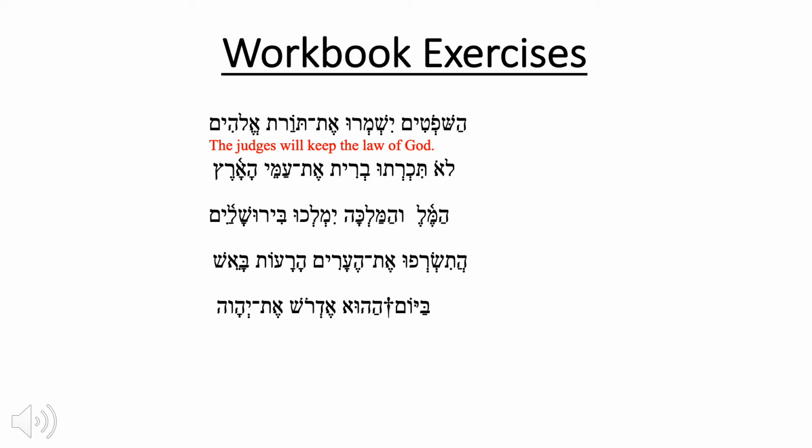Yishmaru. They will keep. We have the yod on the beginning of the word, and then we have a shurik at the end of the word. They will keep from shamar. And then the direct object marker, et Torah, and then Elohim, whose law it is in a construct relationship. The judges will keep the law of God.